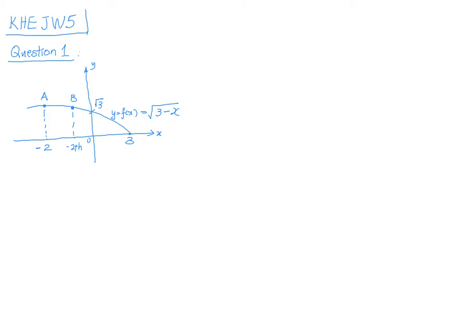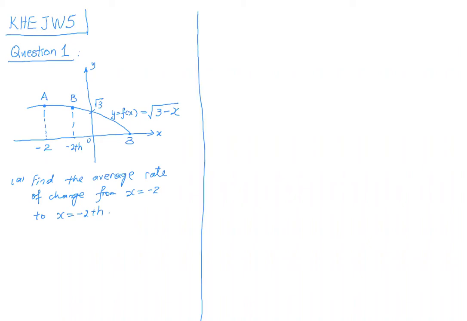So they say, first part of the question, find the average rate of change from x equal to -2 to x equal to -2 plus h. Okay, so that is the first part of the question.